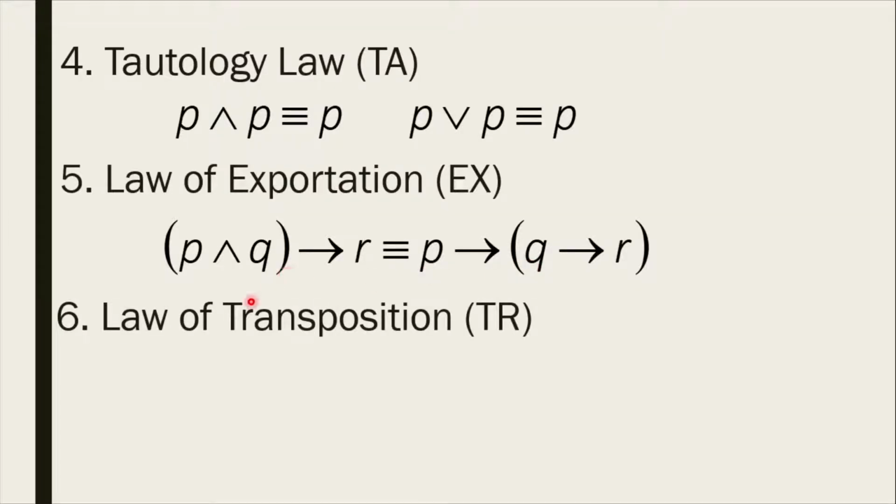Next rule is the law of transposition, or sometimes called the contrapositive law. In this law, we have a conditional statement, P implies Q. It is just equivalent to the reverse of its constituent parts, provided that they are negated. As you notice here, this P implies Q is being reversed, and the parts are also negated. That's the law of transposition.